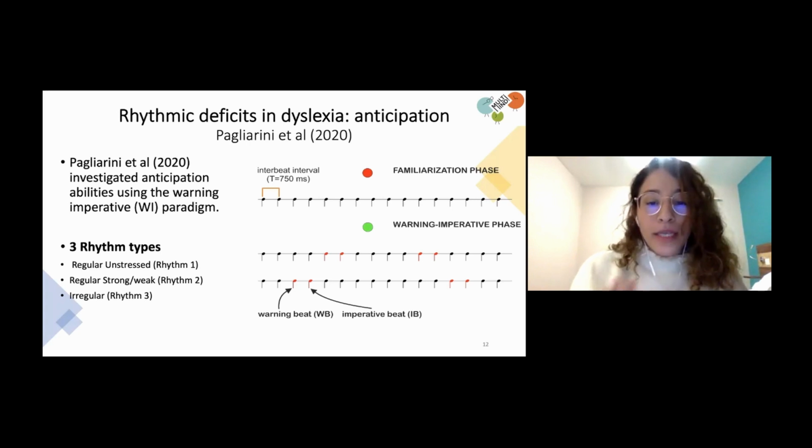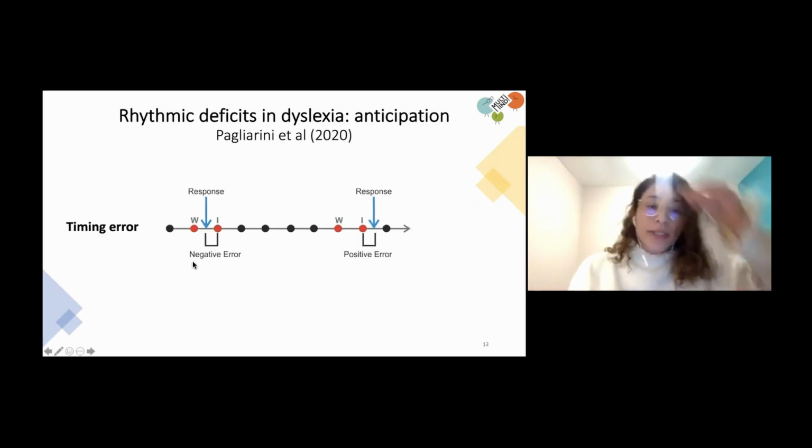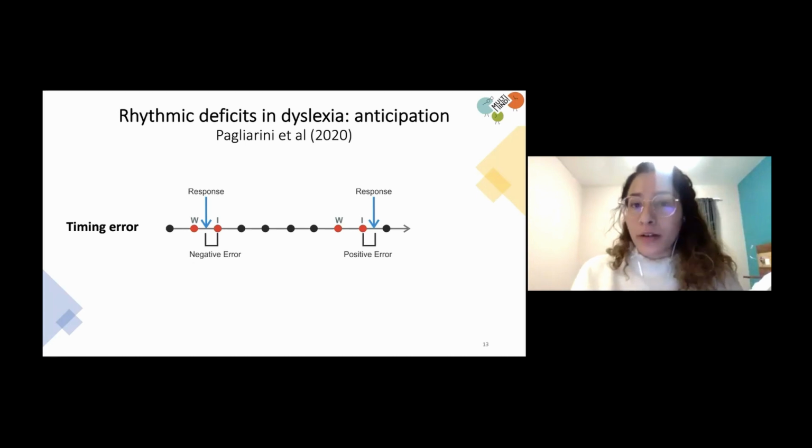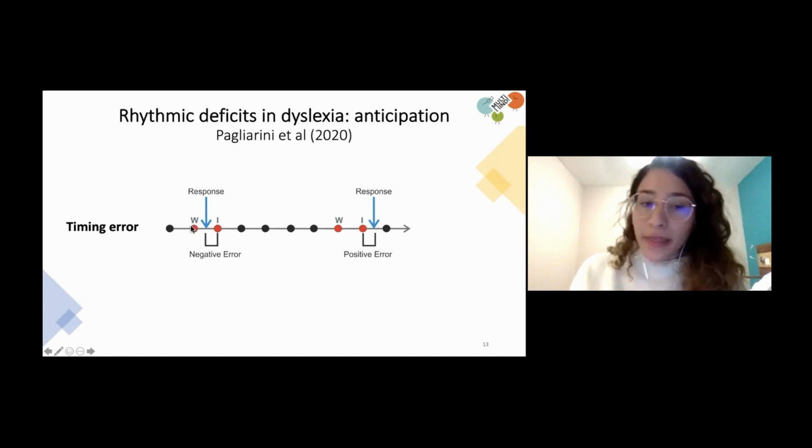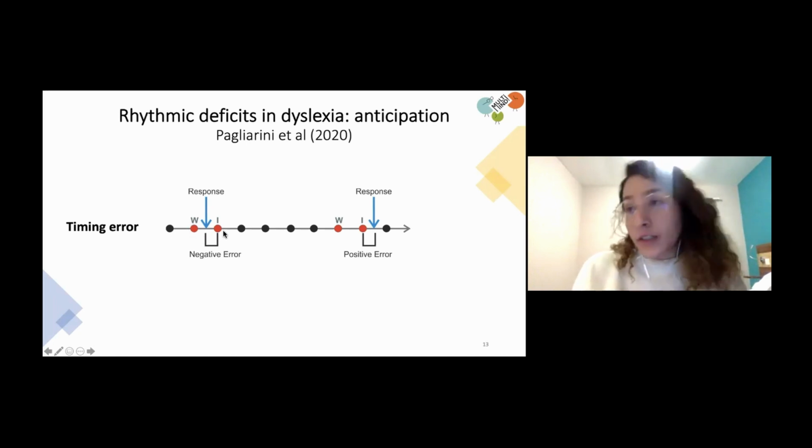To do this, Pagliarini tested this in 3 types of rhythm. They tried it with a regular unstressed rhythmic pattern, with a regular strong-weak rhythmic pattern, and then with an irregular rhythmic pattern where basically participants could not anticipate. What they were interested in is to look at the timing error. So if we look here, we can see that we have a warning beat, which occurs here, and then following it exactly, there will be an imperative beat. And participants, as I said, had to tap at the imperative beat.